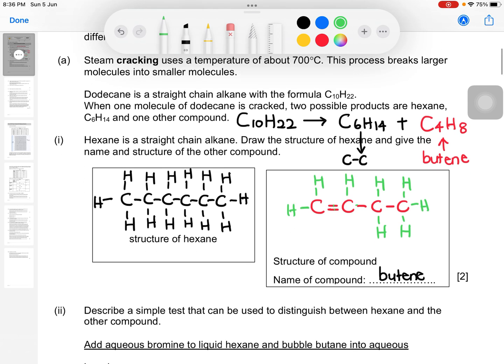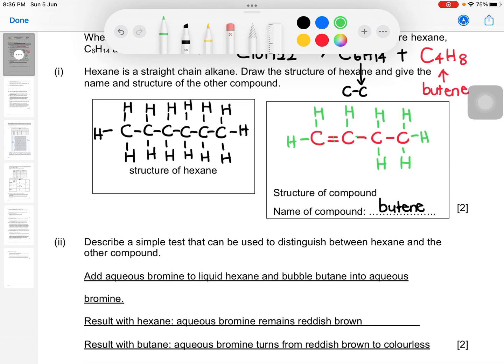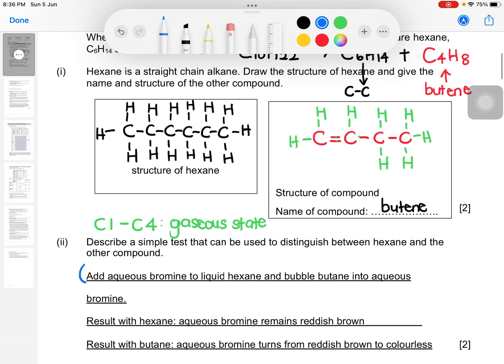Describe a simple test to distinguish between hexane and the other compound. Ladies and gentlemen, remember that C1 to C4 substances will be in the gaseous state. So if it is hexane, which is C6, you can add aqueous bromine. The description is important. Add aqueous bromine to liquid hexane, and then you bubble butene into aqueous bromine.